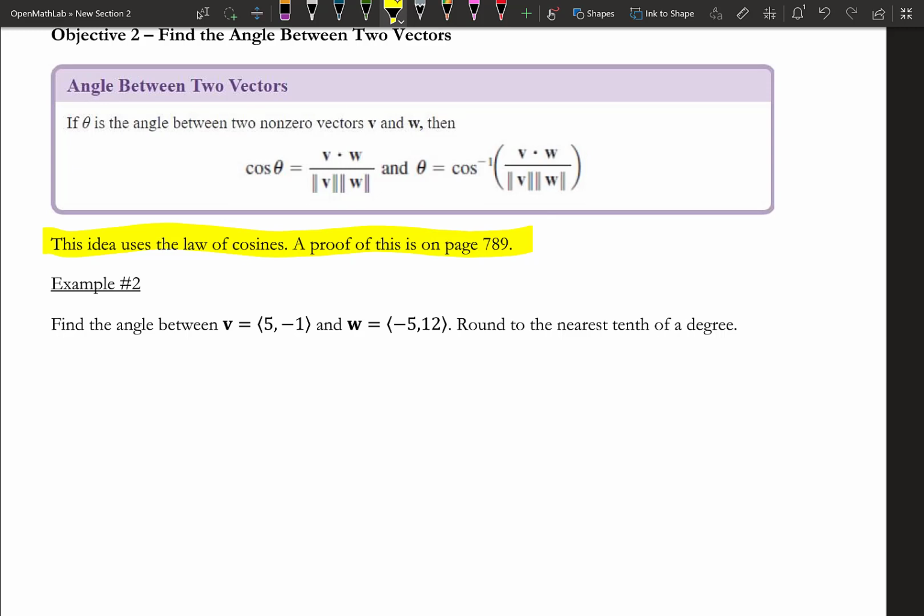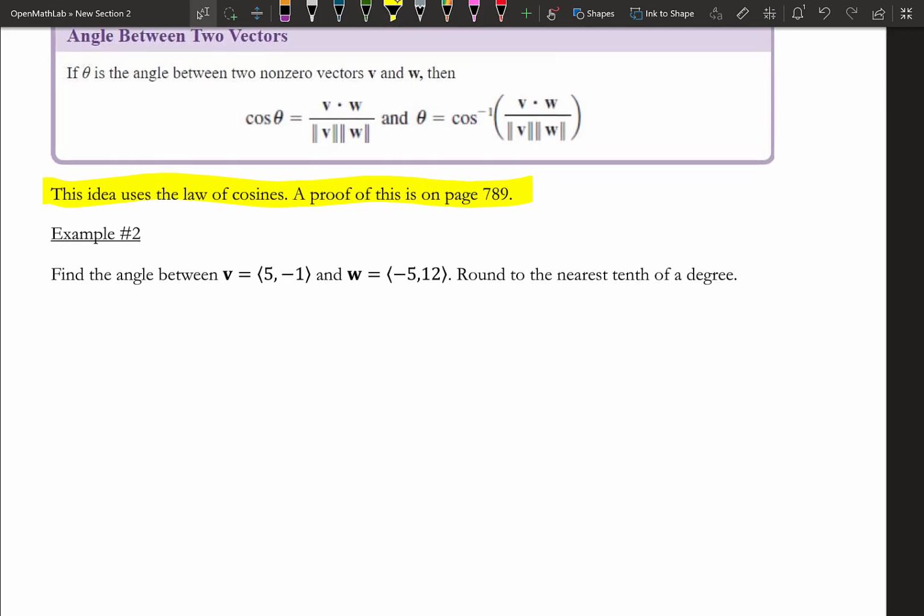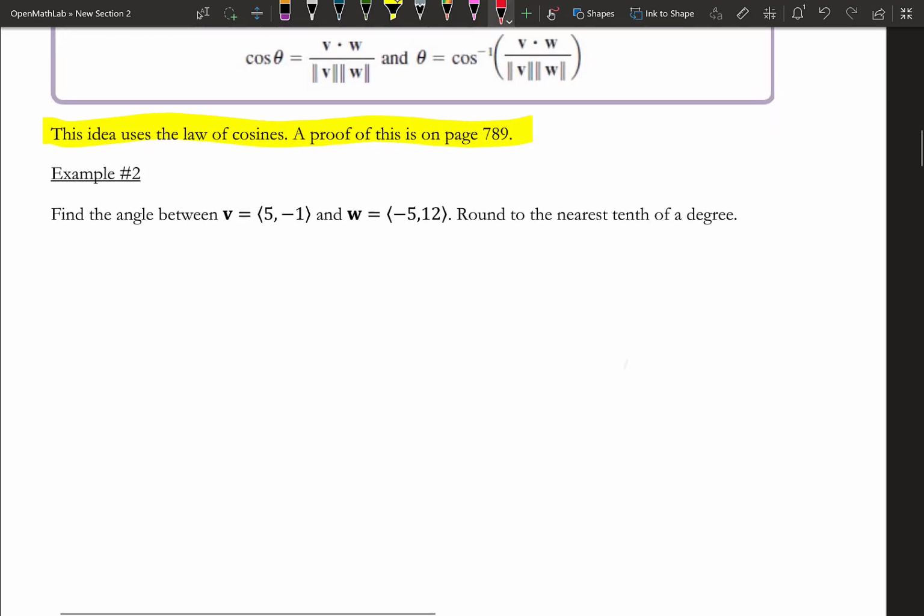So if you're interested to see a proof of where this formula comes from, you can look on page 789 in your text. It's going to utilize the law of cosines in order to show that proof. It's not too hard to follow, so you can check that out if you're interested. For time's sake, I won't go over that proof in this video. So then, example 2, we're asked to find the angle between vector v and vector w, round to the nearest tenth of a degree, right?